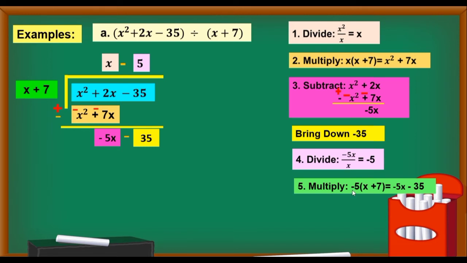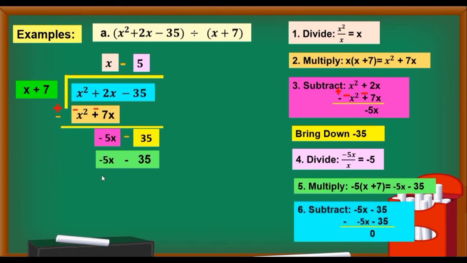So, by distributive property, negative 5 times x is negative 5x. Negative 5 times 7 is negative 35. So, ayan. Ito rin po yun. So, yung nasa gilid natin, nilalagay lang natin dito para makita natin saan galing yun. Okay? And then, magsusubtract na po tayo.